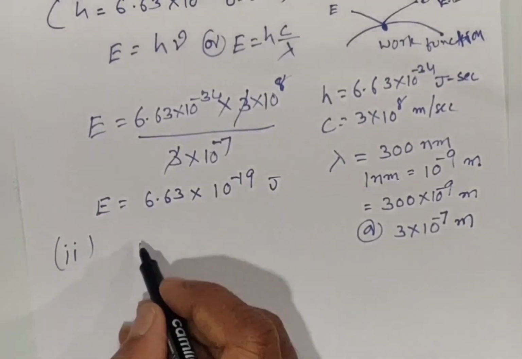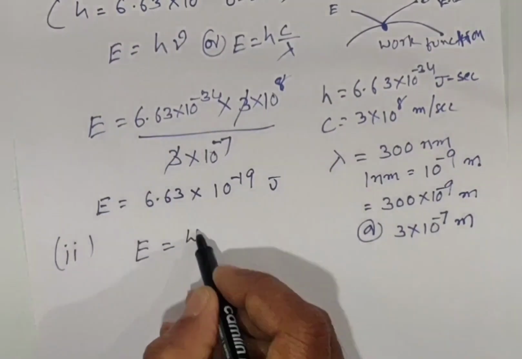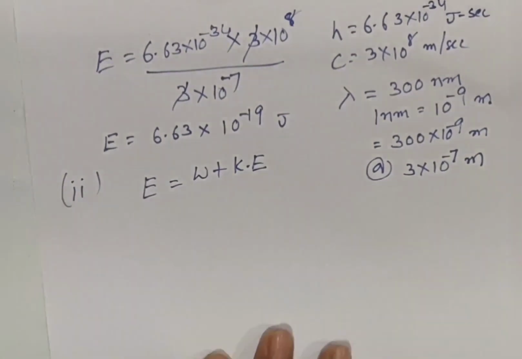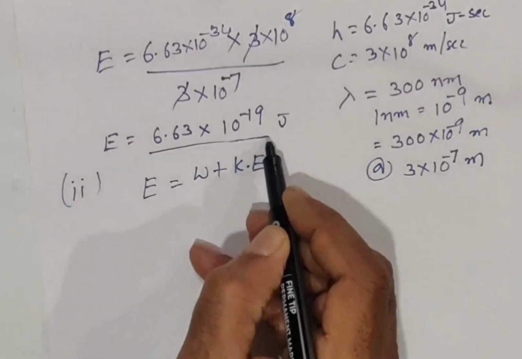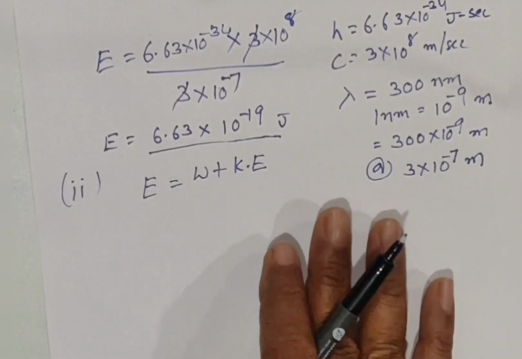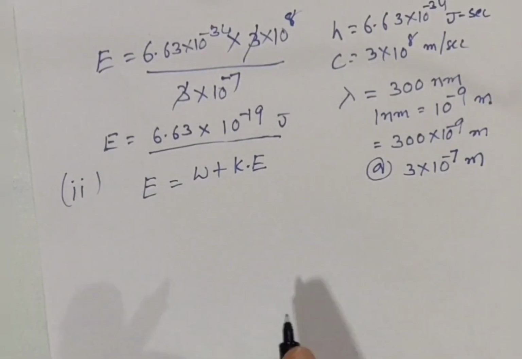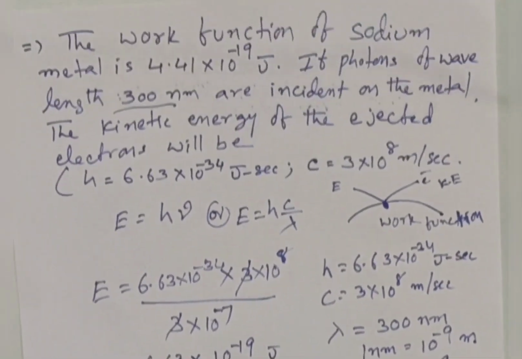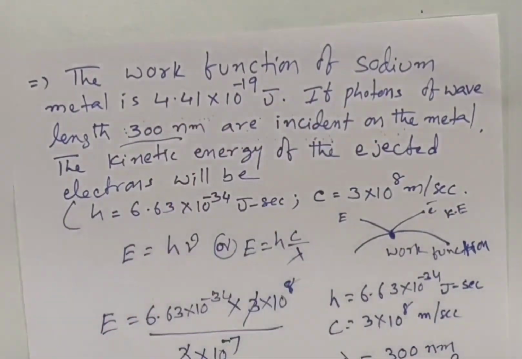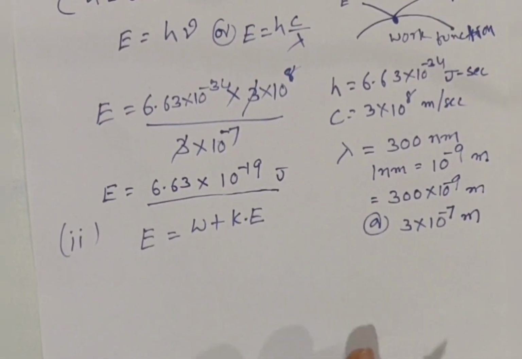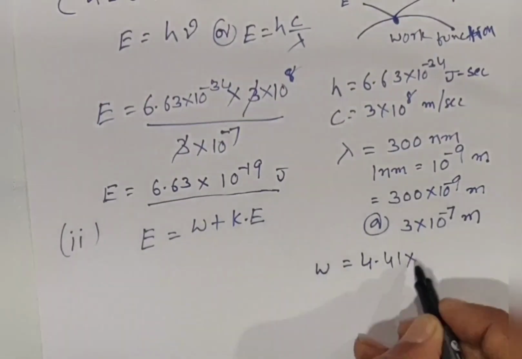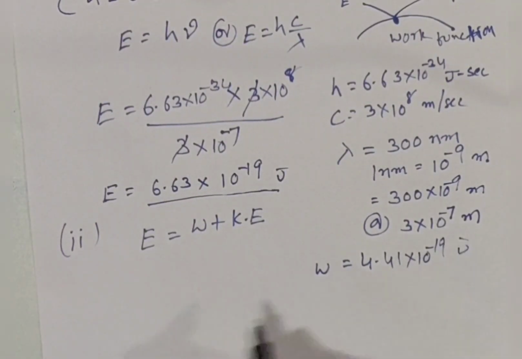So that is E is equal to W plus kinetic energy. Now E value we already know. W is the work function, that is the given value. Work function of the sodium metal is 4.41 into 10 power minus 19. So W is equal to 4.41 into 10 power minus 19 joules.